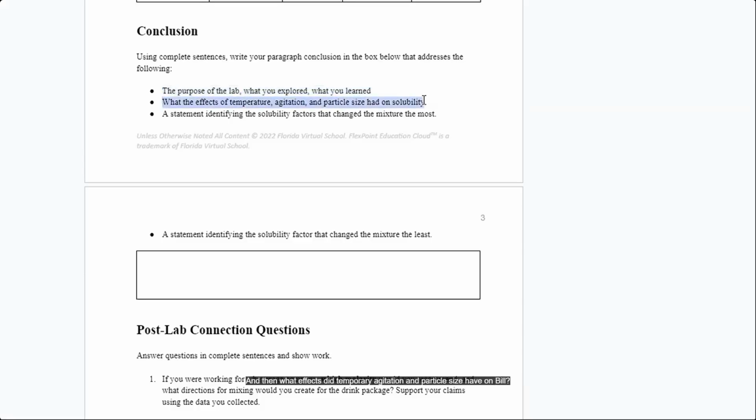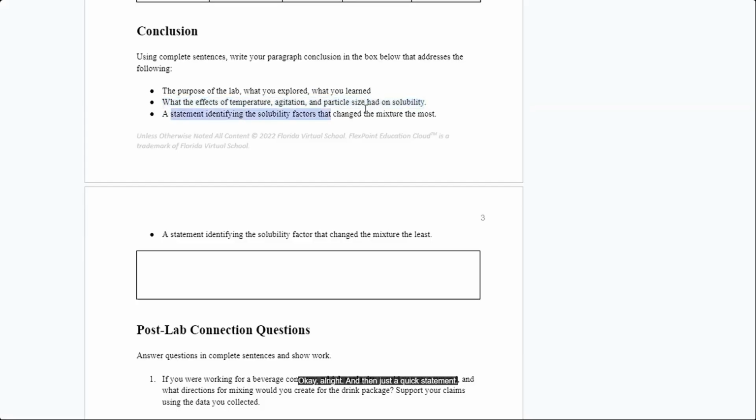And then what effects did temperature, agitation, and particle size have on solubility? Please indicate those separately. What effects did temperature have on solubility? When you heated it, when you didn't heat it. And then discuss how agitation, when you stirred it and when you didn't stir it, how did that affect the solubility? And then analyze particle size. What effect did that have on solubility? So there are 3 separate parts to this, not one long run-on sentence, okay?